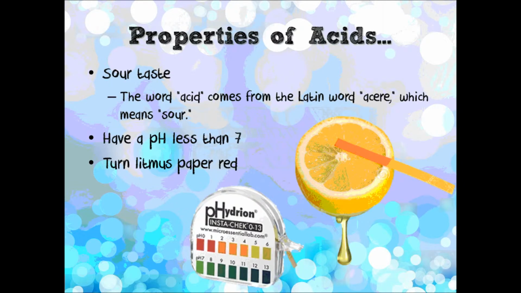Let's talk first about acids. Acids have a sour taste. In fact, the Latin word acere is the root word for acid, and this word means sour. So acids were typically classified because of that sour taste. They have a pH of less than 7, and they turn litmus paper red.